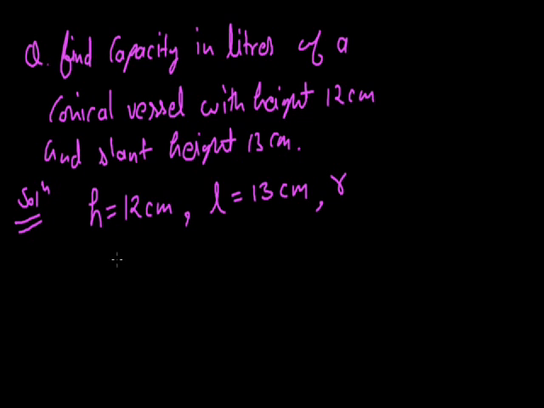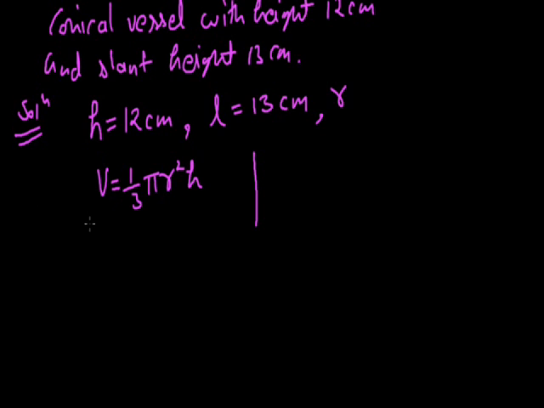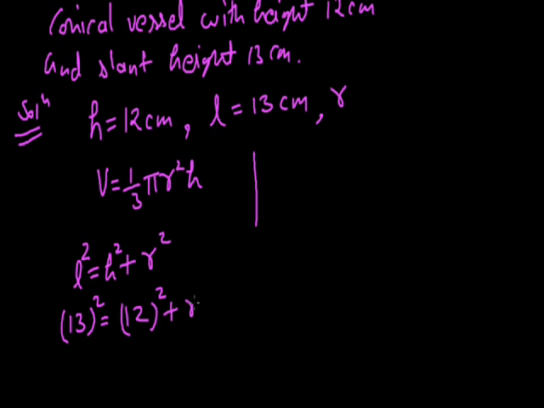What should be the volume? We know that volume is defined as 1 by 3 pi r square h. In this we don't know the value of r, so first of all we have to find the value of radius. Now in order to find the radius, we know the relationship between slant height and the radius. The relationship is L square is equal to h square plus r square. Now put the values. The L is 13, so 13 square equals 12 square plus r square.